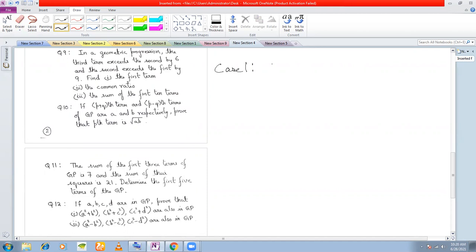For case 1, what was a here? I missed it. a is equal to 3. And what was r here? r was 5. So for the third part, for case 1, you have to find the sum till 10 terms. So S10 you need to find. What is the formula? a into (r to the power of n minus 1) by (r minus 1), isn't it? n here is 10. Put the values: 3 into (5 to the power of 10 minus 1) by (5 minus 1).